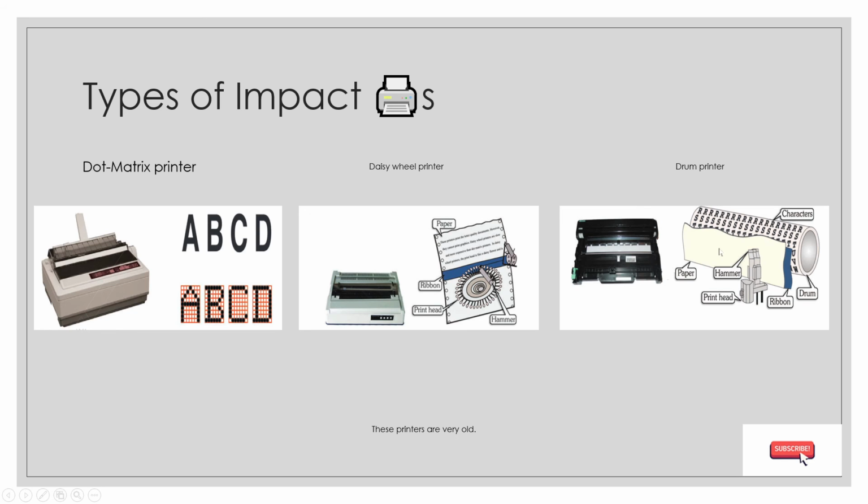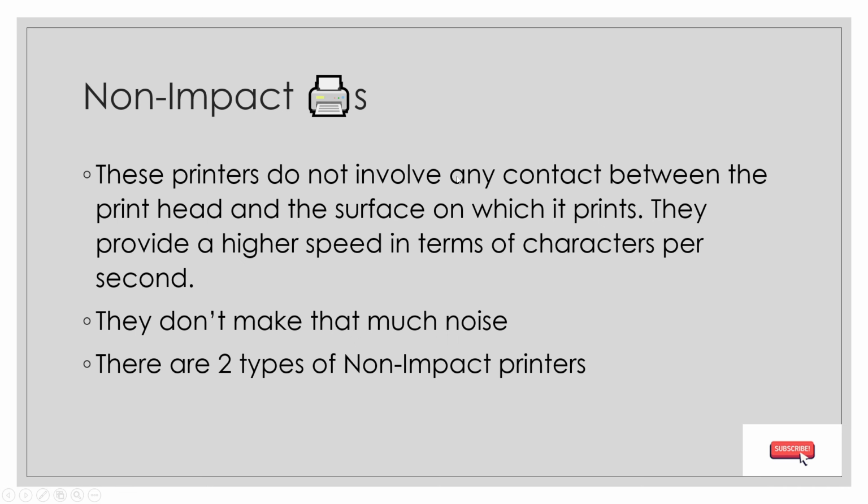Paper over here and the characters which will stick. For example, if you want to print RST, you want to print R here, S here, and T here. This hammer will move. When the R comes, it will hit it and it will print on the paper. And when the S comes here, it will print it. And when the T comes here, it will hit it. So that's how it works in the drum printer. However, these printers are very old.